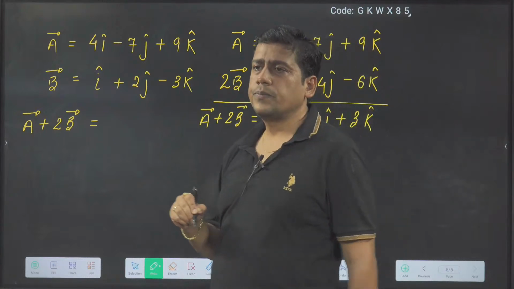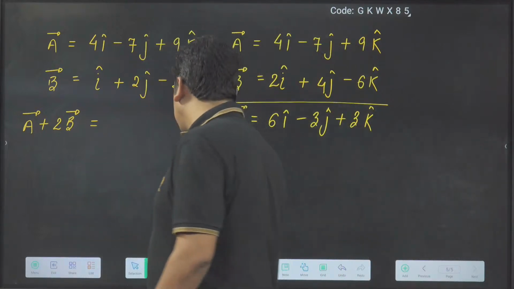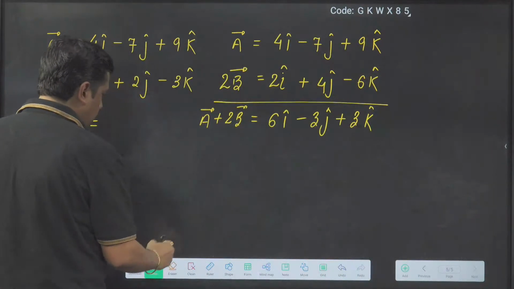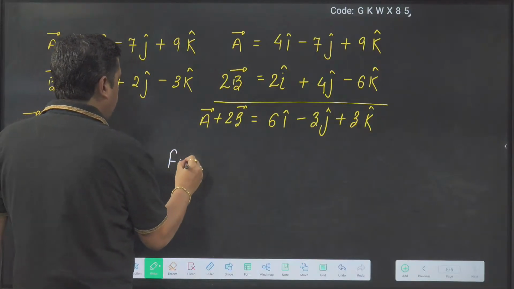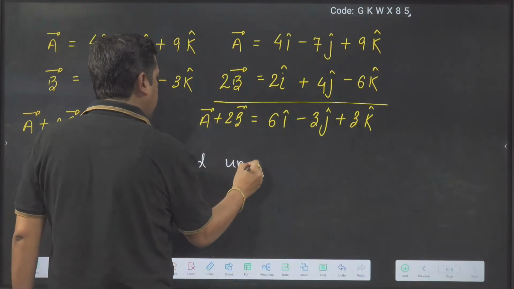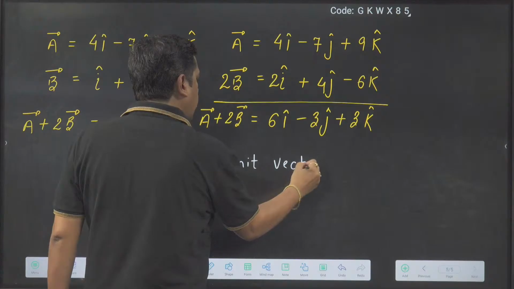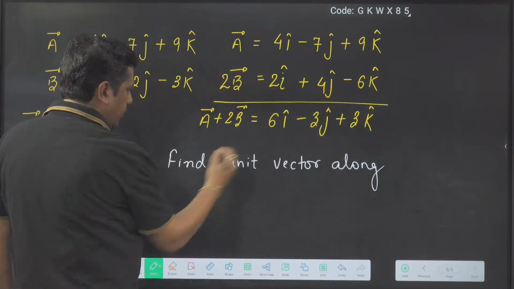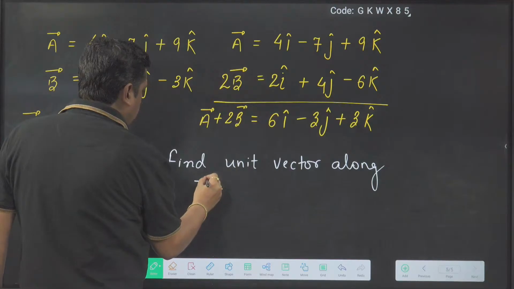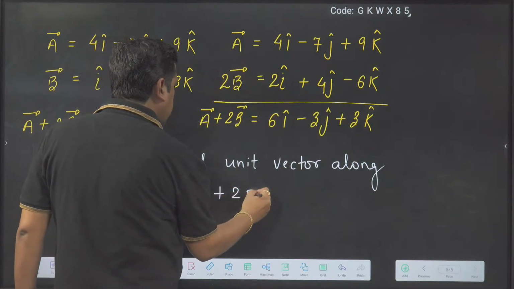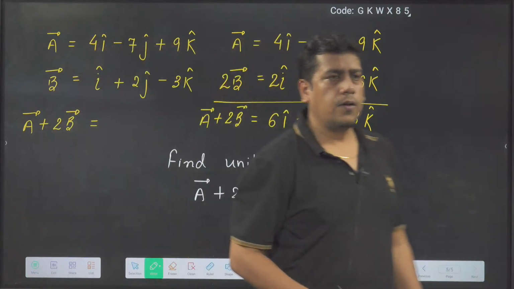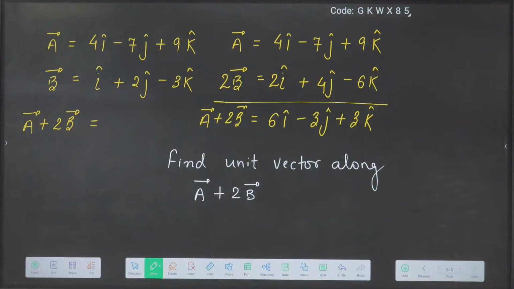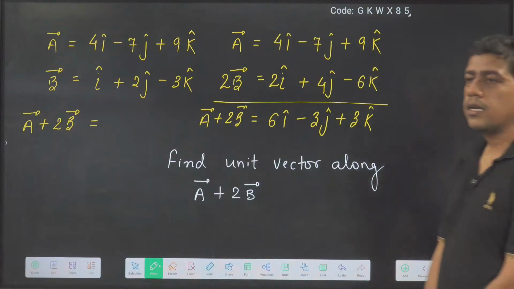Now the real question I wanted to ask. Find unit vector along A vector plus 2B vector. Find unit vector along A vector plus 2B vector.